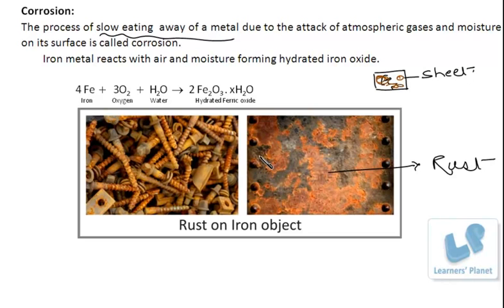In order to protect iron from getting corroded, what is done? It is painted. So if you paint the surface of an iron object, what are you doing by painting it? The surface will be protected. It will not be exposed to oxygen and moisture or to the atmosphere. So it will not get corroded, and iron will be protected. Right? So this is what rust on an iron object, or corrosion, is. We can protect iron objects by painting them. Right?